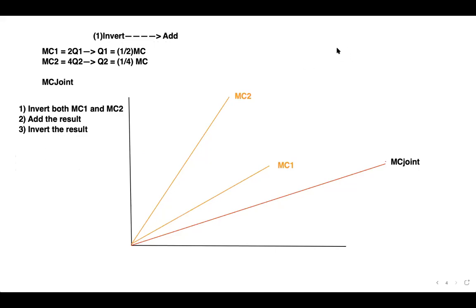I'll draw a little curly brace here, okay, to show that we're adding them. So if I was just to add these in a really straightforward way, then I would just say, okay, I'm going to add the left-hand side, Q1 plus Q2, is equal to 1/2 MC plus 1/4 MC. And this is really, so are you with me, Arslan?